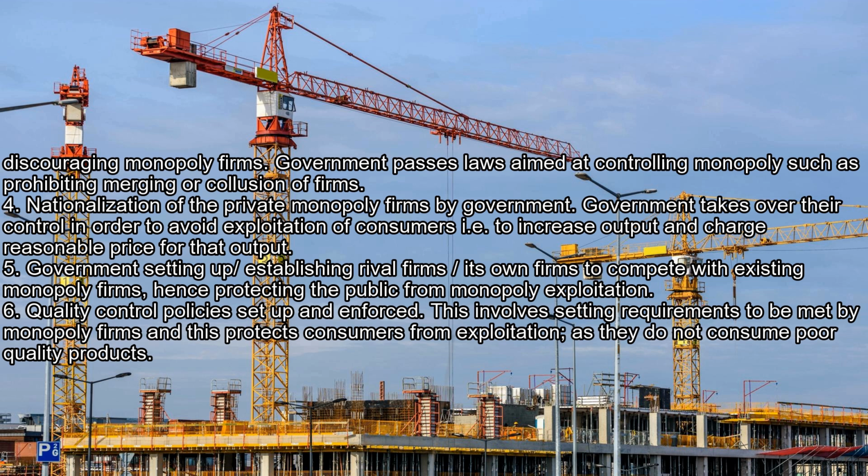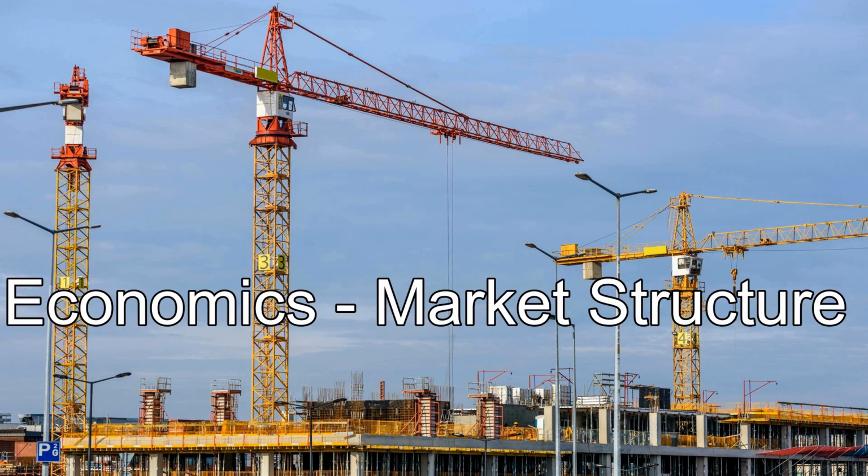5. Government setting up/establishing rival firms, its own firms, to compete with existing monopoly firms, hence protecting the public from monopoly exploitation. 6. Quality control policies set up and enforced. This involves setting requirements to be met by monopoly firms, and this protects consumers from exploitation, as they do not consume poor quality products.